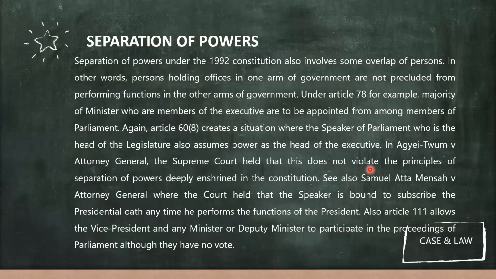And under Article 68, the Speaker of Parliament, who is the head of the legislature, also assumes the head of the executive. So in cases where the president or the vice president are not in a position to perform their roles, you have the Speaker of Parliament assuming the executive role there. So there's always the overlap. There's always one person performing two roles, and our Constitution seems to have agreed and allowed that. And there are times where the vice president and any minister can also participate in the proceedings of Parliament, although they do not have a vote. So the vice president or another minister can just go to Parliament and be involved in the proceedings, but that person cannot vote.